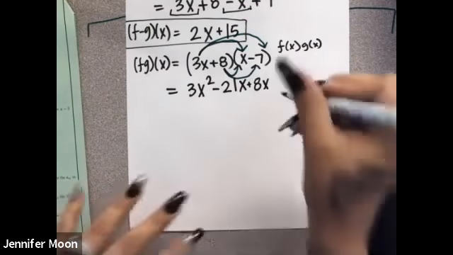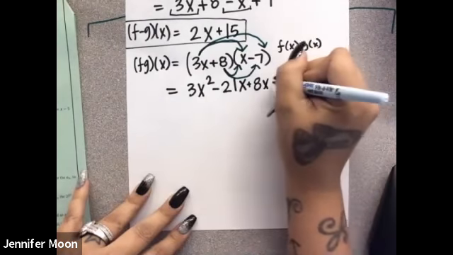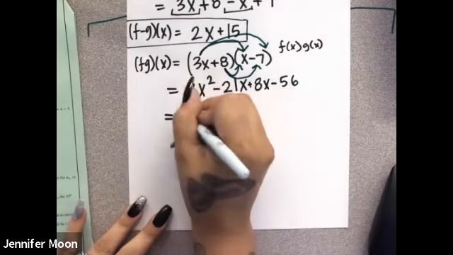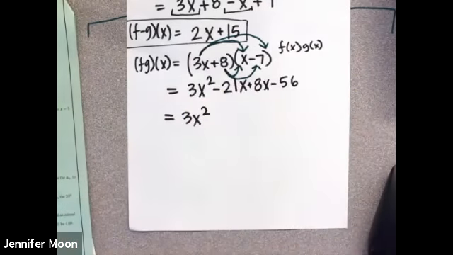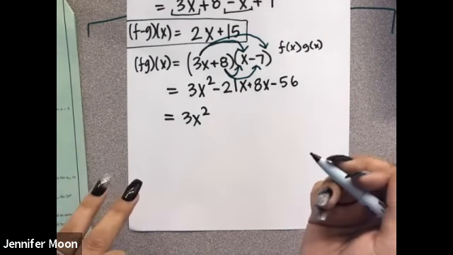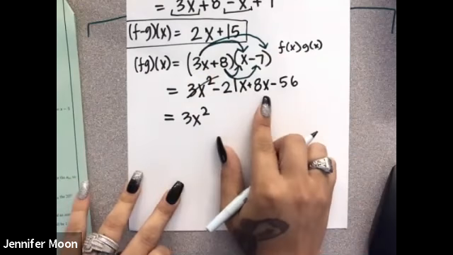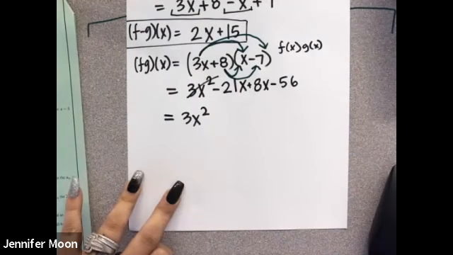8 times 7 is 56. Signs are different, so it's a negative 56. And now I've gotten to the point where I can combine like terms. Okay, so my 3x squared, there is not another term that has that same variable and same exponent, so nothing can be combined with it. I'm done with that. If you look at your middle terms, those both have an x to the first power. They're alike. They can be combined, like you can do math on them.